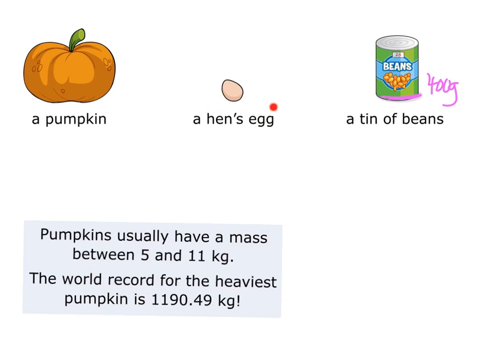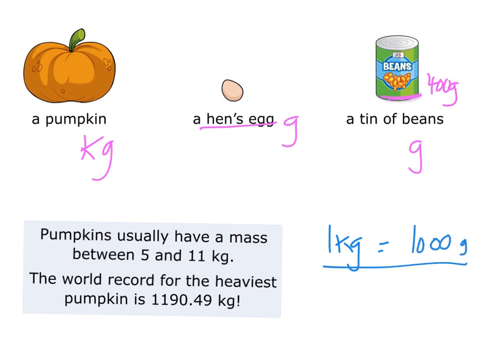A hen's egg, we know ourselves, is very light. So we would recommend that we would measure that in grams as well. So we would go kg for the pumpkin, grams for the hen egg, and grams for the beans. In 1 kg, we have 1000 grams.